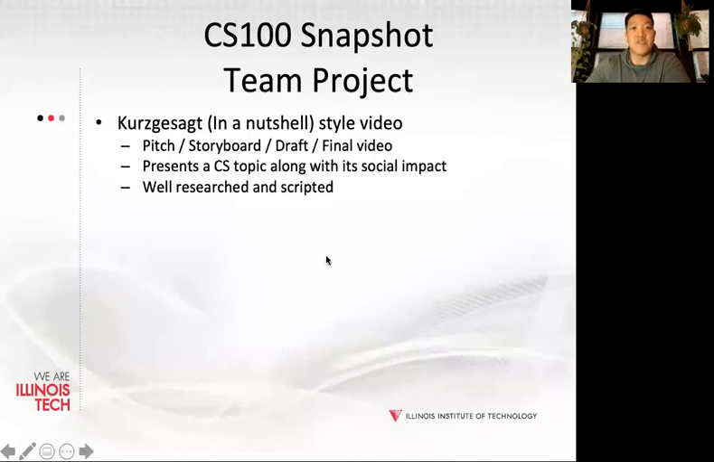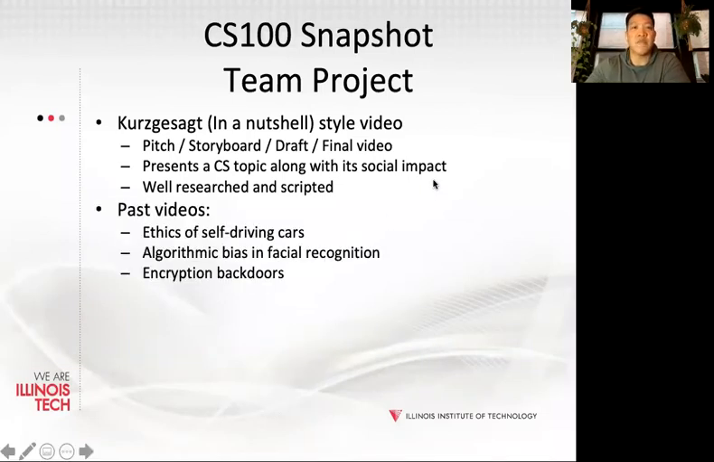Okay, just to finish up this slide on the team project, past videos have included discussions of the ethics of self-driving cars, which is a lot of fun. If you haven't explored that topic, you can Google that. You can see that there are some interesting thought experiments when it comes to how self-driving cars should make decisions. Algorithmic bias, I already talked about that. Encryption backdoors. You can see there are a lot of areas in which the decisions we make as developers can have a lot of social impact, right? And the team project is meant to address that facet of computer science.